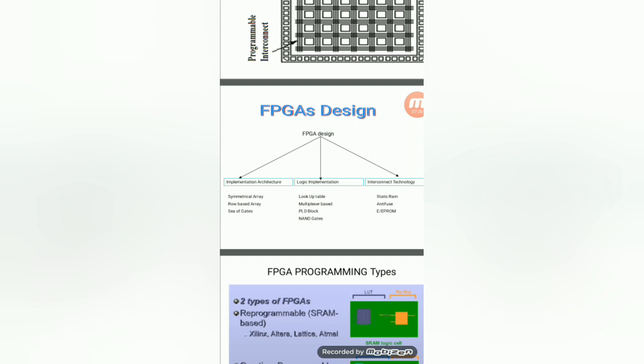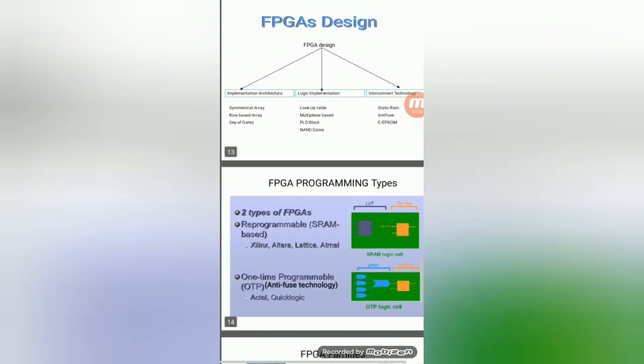For logic implementation, we can follow four different methods: lookup table based functional implementation, multiplexer based functional implementation, PLD based, and NAND gates. Based on our requirement, we can choose a particular one. In general, we go for lookup table based and mux based. Next, for interconnect technology: static RAM, anti-fuse, and EEPROM. Generally, we go for static RAM and anti-fuse. Static RAM is also called fuse technology.